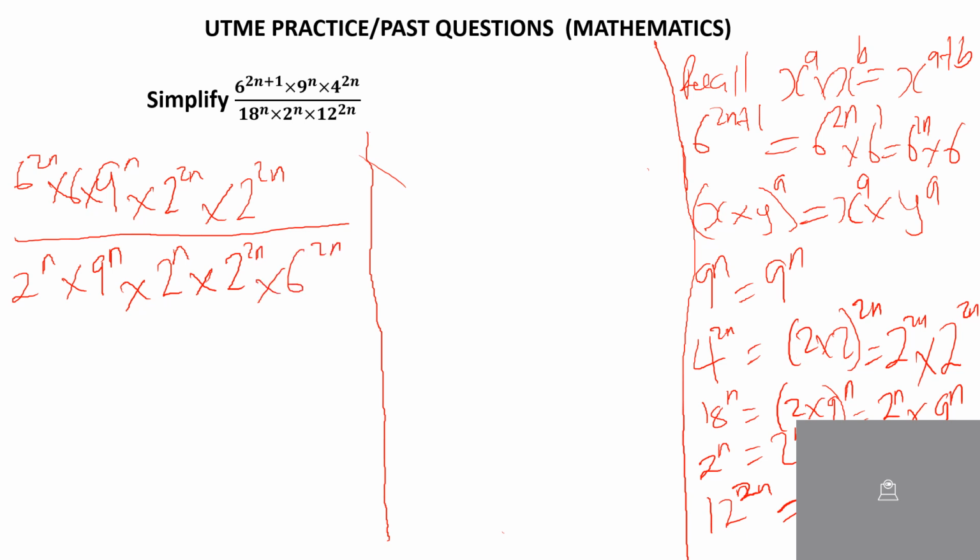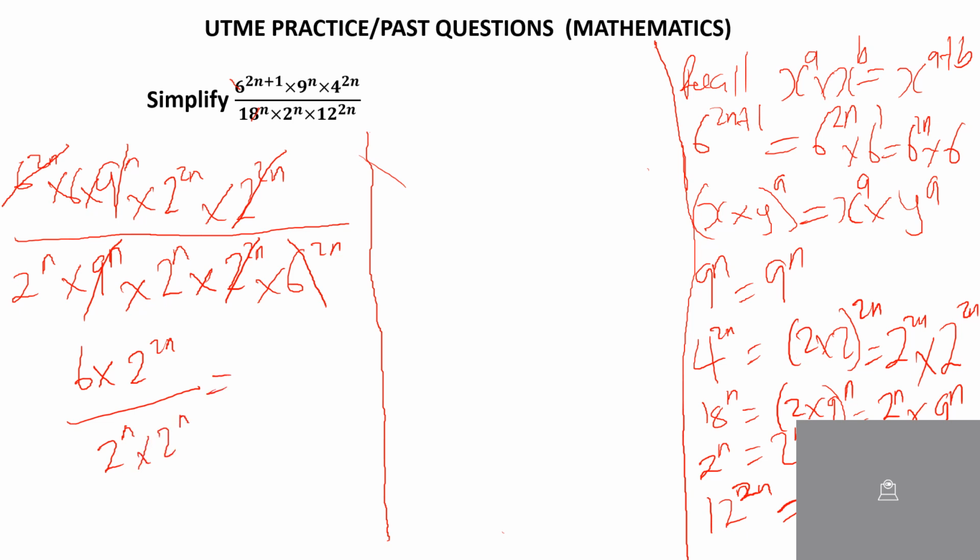Don't start cancelling earlier. If you start cancelling like that, you are going to fail it. This is the right time to cancel. So what can go? 6 raised to the power of 2n goes with 6 raised to the power of 2n. 9 raised to the power of n goes with 9 raised to the power of n. 2 raised to the power of 2n goes with 2 raised to the power of 2n. So what I have left is 6 times 2 raised to the power of 2n over 2 raised to the power of n times 2 raised to the power of n.